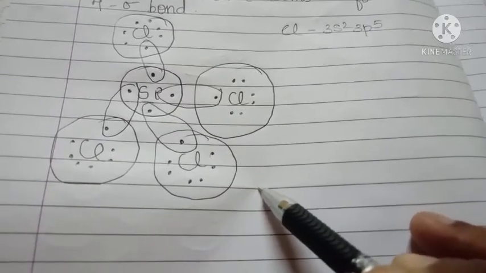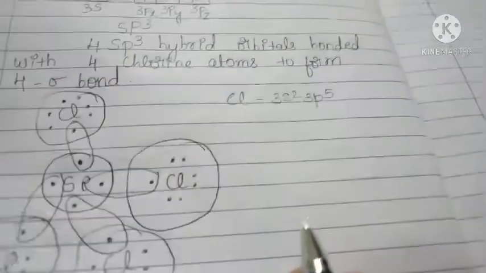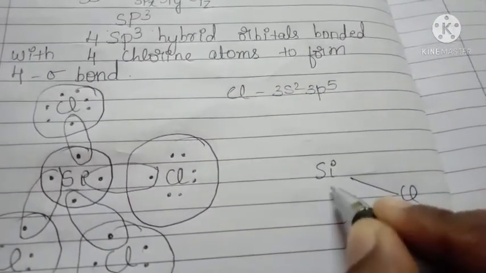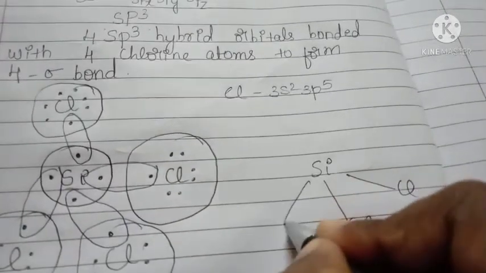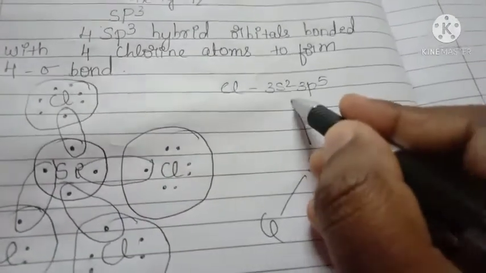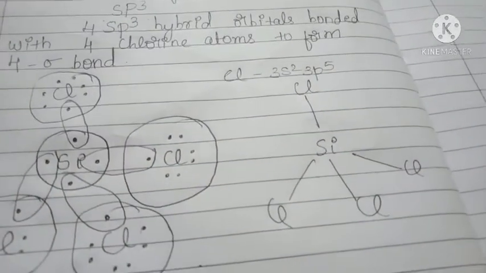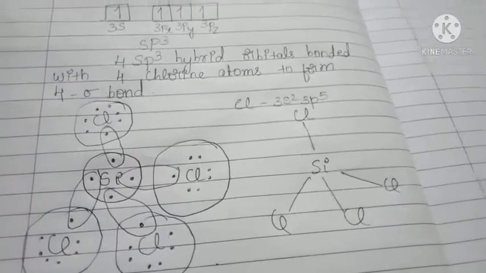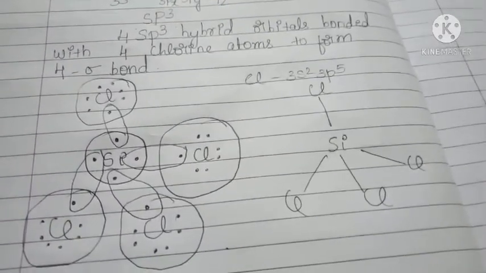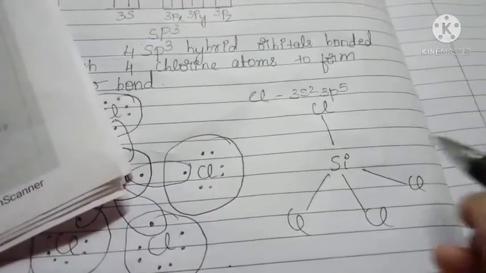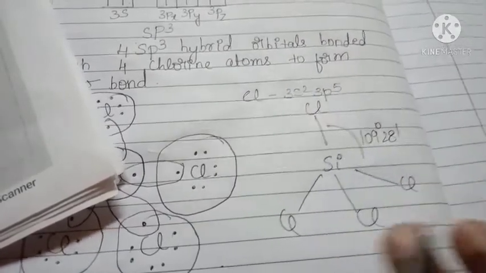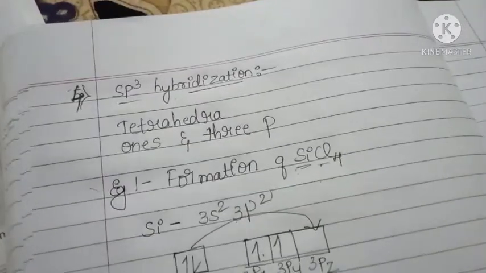silicon tetrachloride. The actual structure is silicon with Cl, Cl, Cl, Cl. This is the structure of silicon tetrachloride, and the bond angle is 109 degree 28 minute. This is all about the sp3 hybridization.